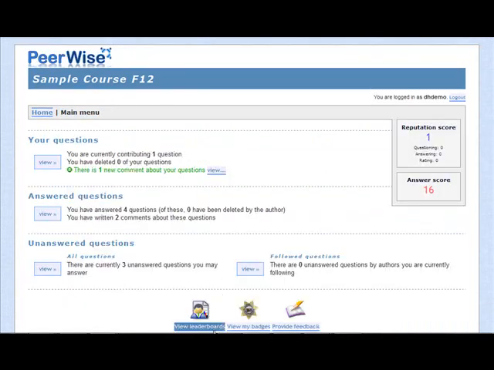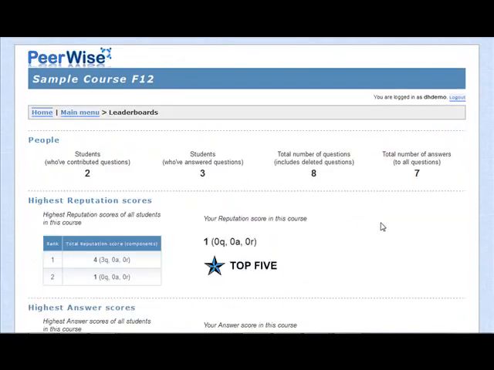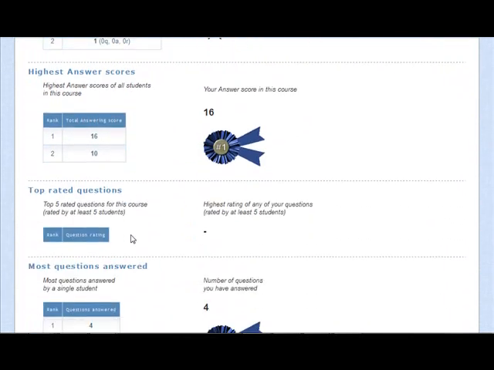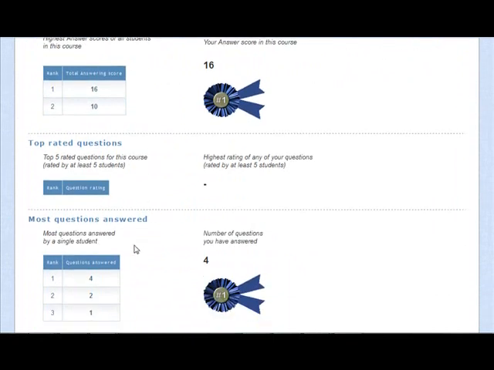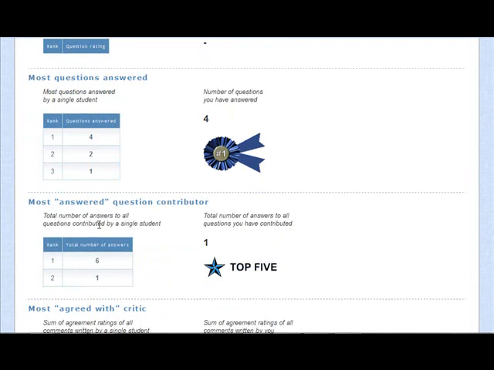You'll also notice that you can actually check the leaderboards as well. So see how your reputation and answer scores relate to everyone else. You know, the top 5, how many points do they have? Both reputation and answer score. What are the top 5 rated questions? Which are the questions that were rated as being the best questions? How many questions have been answered by a single student? So what is the most questions answered by an individual? And the total number of answers to all questions contributed by a single student.